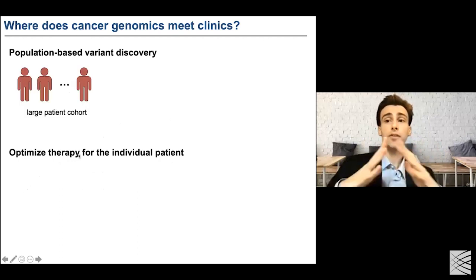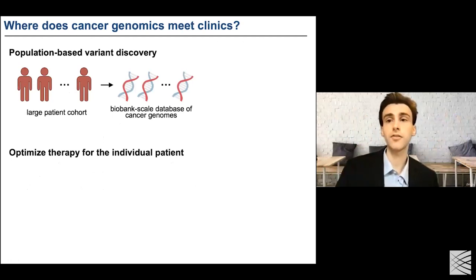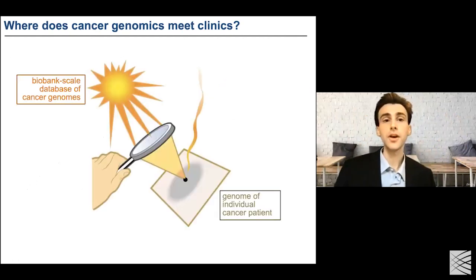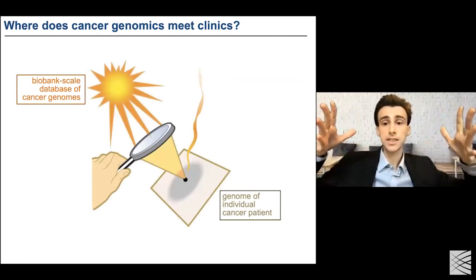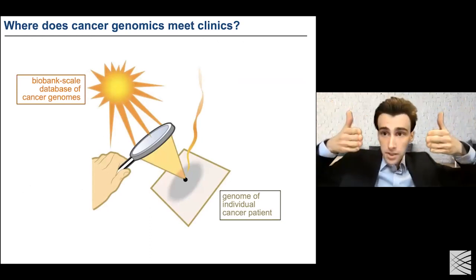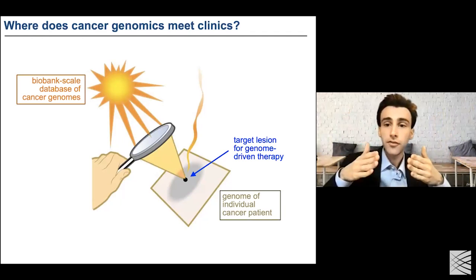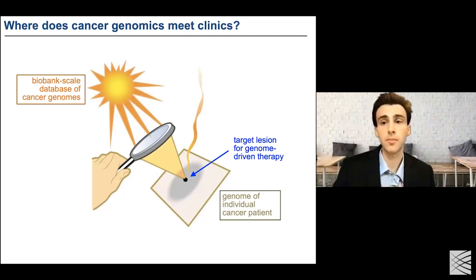So on the one hand, you have these large patient cohorts from which you want to extract those mutations in these biobank scale databases that are functionally important for cancer formation. So as I said, searching for the needle in a haystack. But on the other hand, you really want to use this large scale biobank data and focus it on the individual patient. And that is how you identify the individual target lesion in a patient's cancer genome that you might leverage for a small molecule inhibitor therapy.